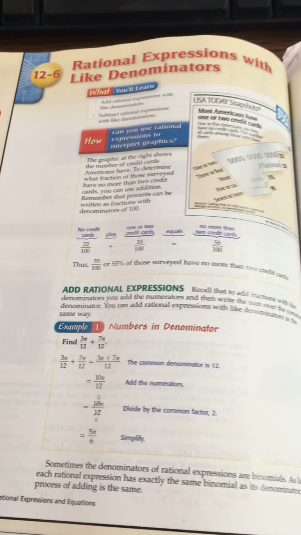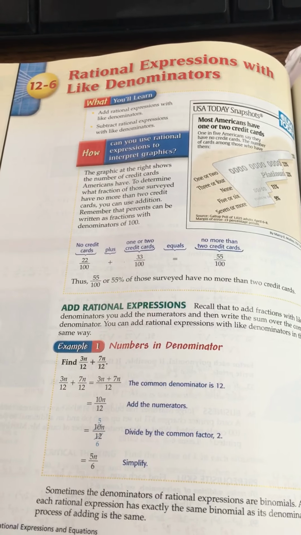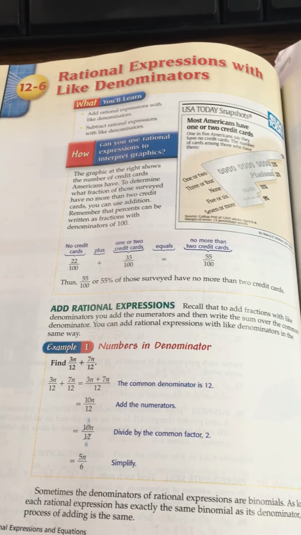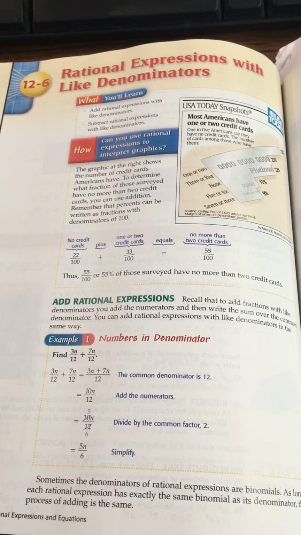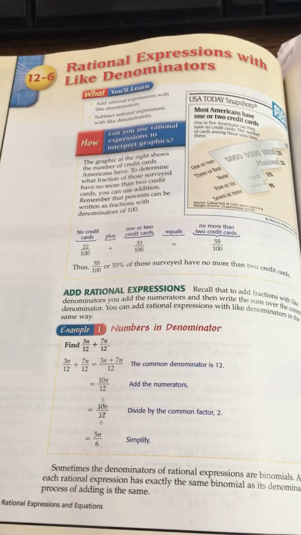All right, we're in chapter 12, section 6. We're doing rational expressions with like denominators. It's really simple. It's a lot of simplifying. Let's look at example 1 here.